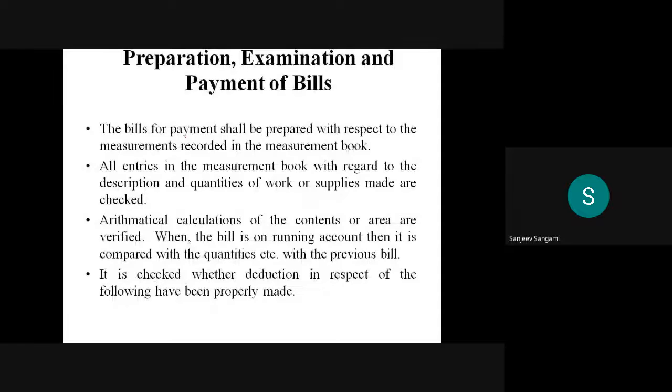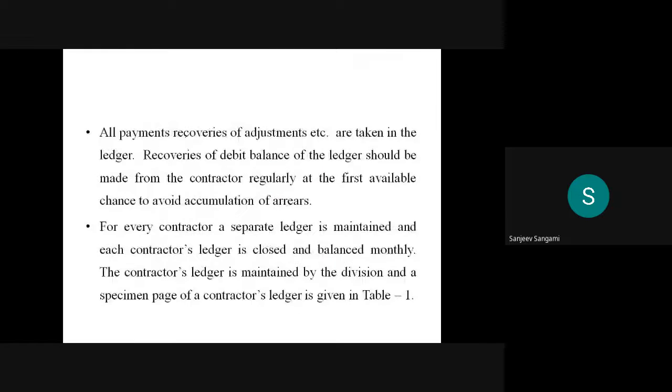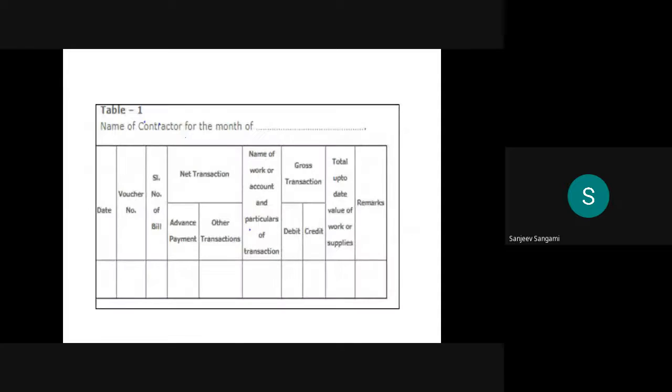Regarding the preparation of the bills, how exactly it will be there in the offices, we will consider that maybe in the next class.